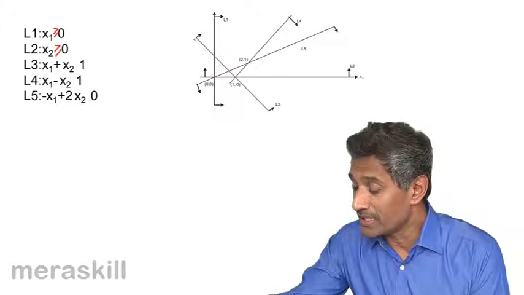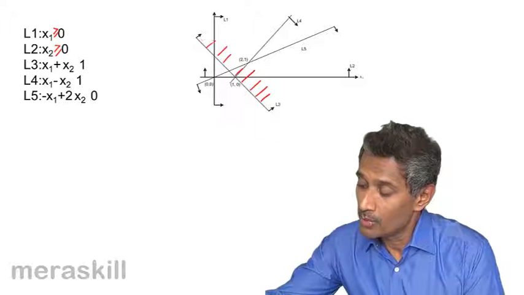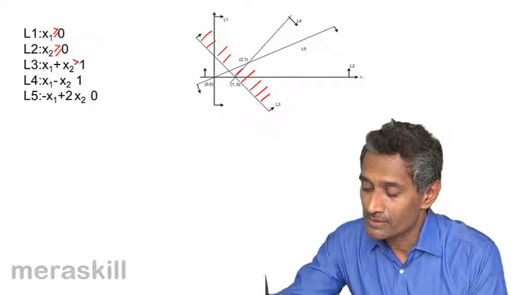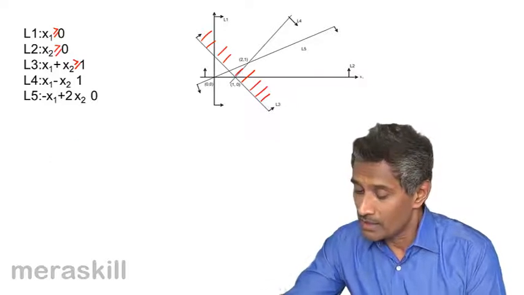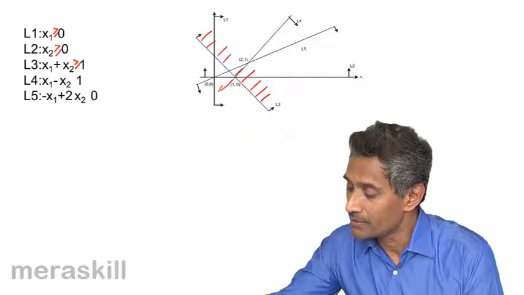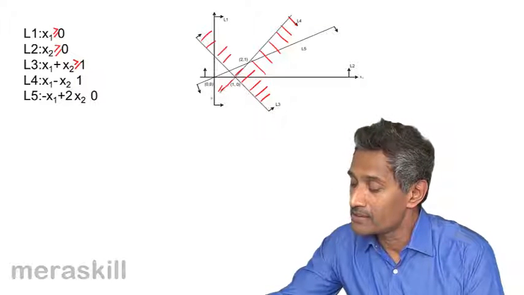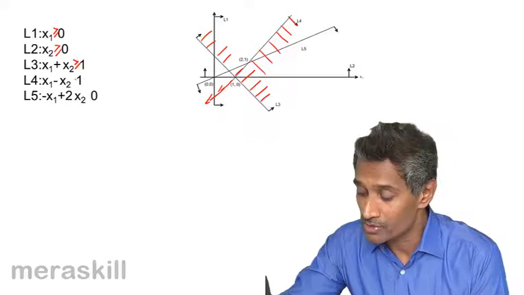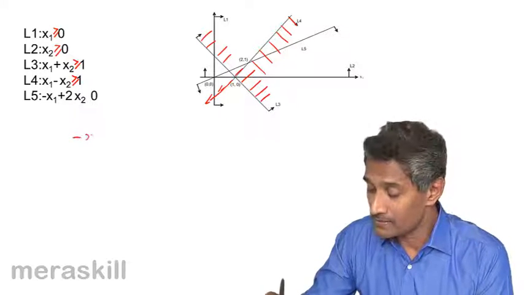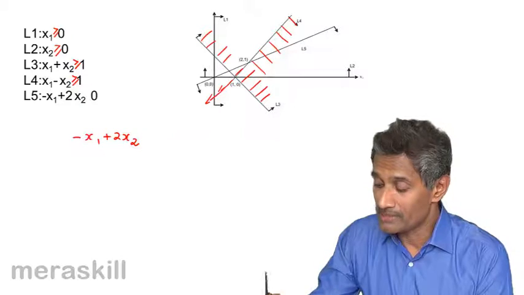Coming to line L3, that is this, and we are looking at this particular region, which is away from the origin. So it's going to be x1 plus x2 is greater than or equal to 1. Coming to L4, L4 is here, L4 is again here. We are talking about this particular region. Now this particular region again is away from the origin, so it's going to be greater than or equal to 0.